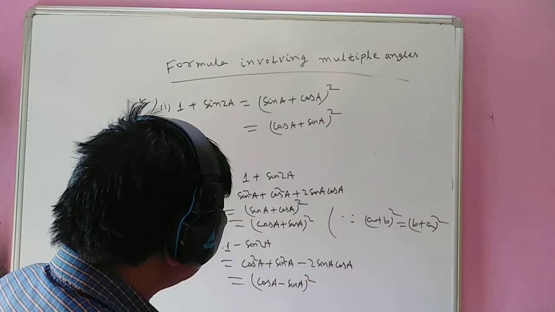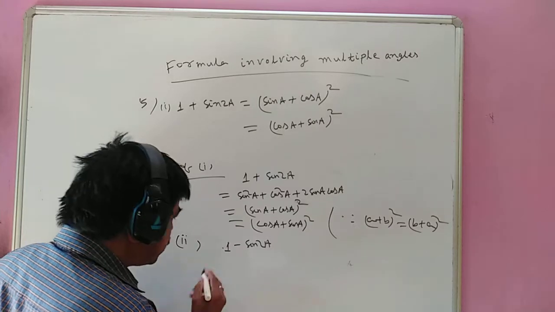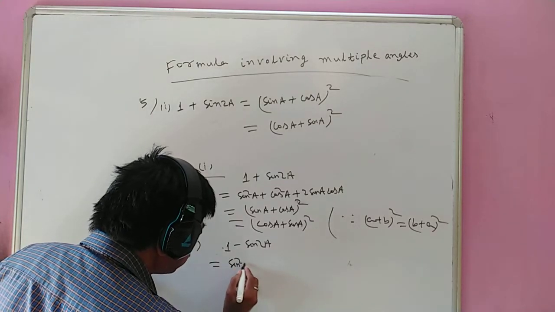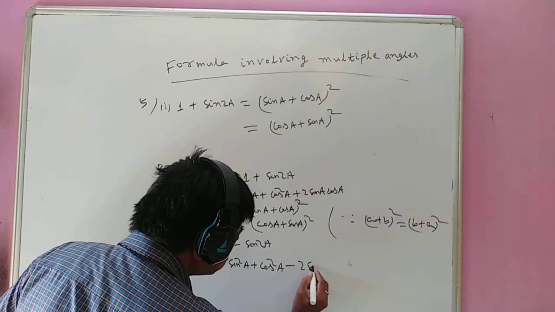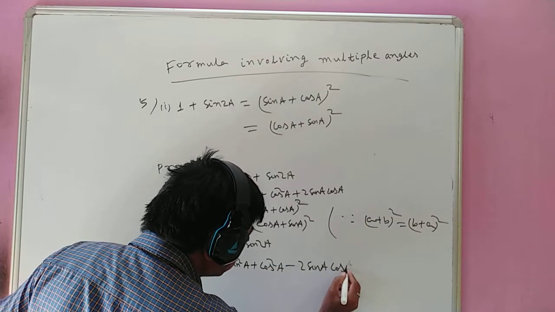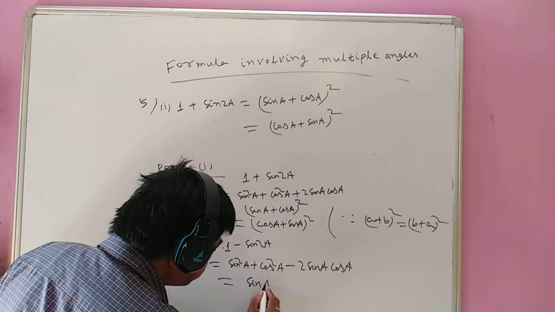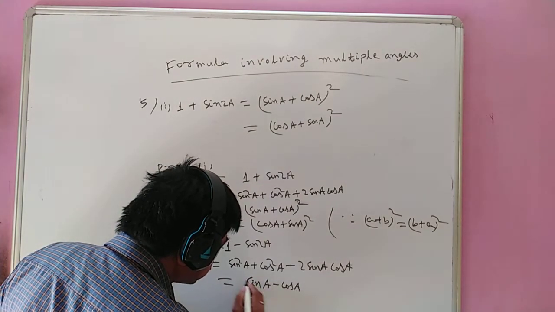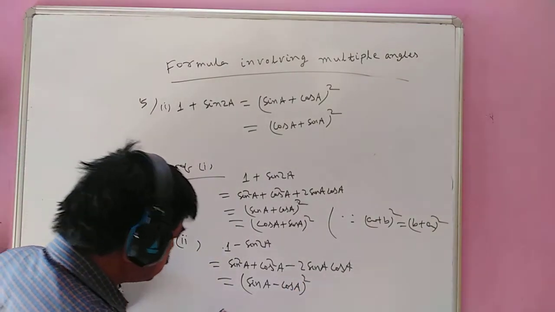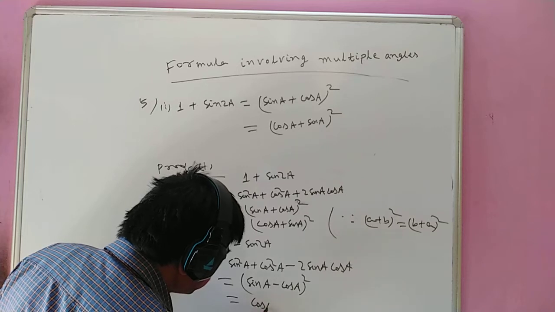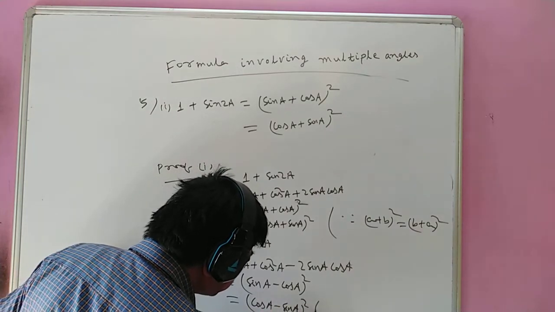And similarly here, for this 1 you can write sin square a plus cos square a, and for this side, 2 you can write 2 sin a into cos a. So now this is a square plus b square minus 2ab, so it is a minus b whole square, meaning sin a minus cos a whole square. And you know a minus b whole square is equal to b minus a whole square. So this you can write as cos a minus sin a whole square.